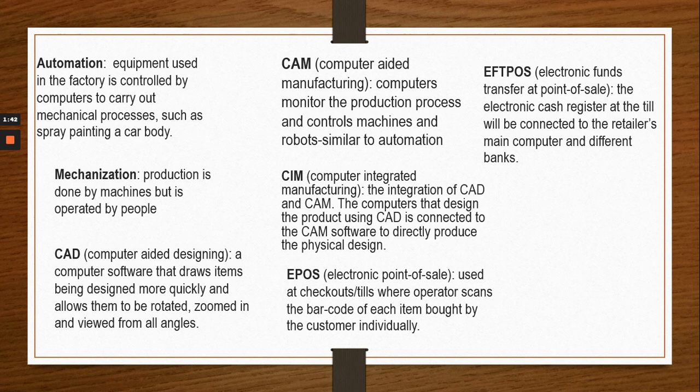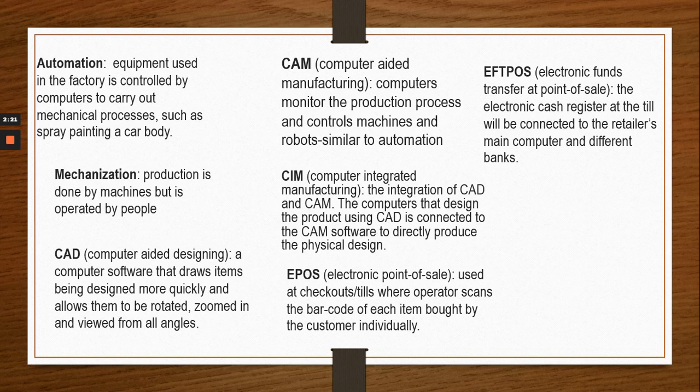Now, number one, this is what we call automation. With automation, the equipment used in a factory is controlled by computer or computers. In other words, you get a few people to sit on the computer, then the rest of the machines are operated by the computer. So you require fewer people, but you require more machines with computers. You have the AI, you have robotics and so on. All these are encouraging automation.